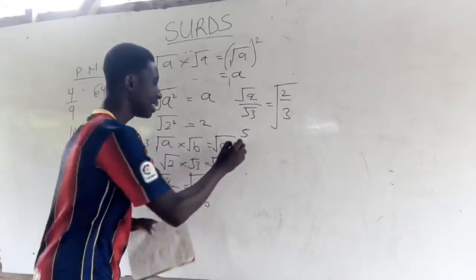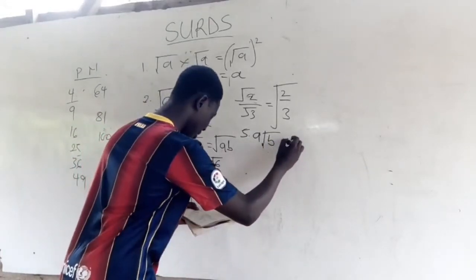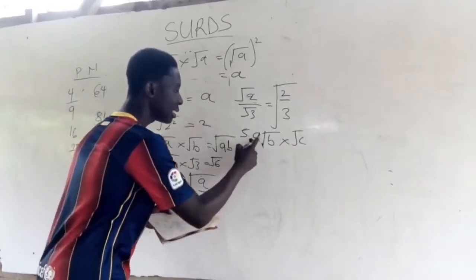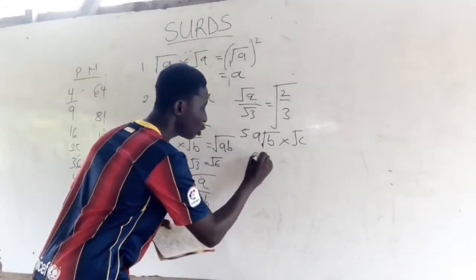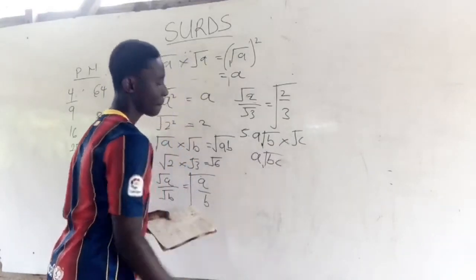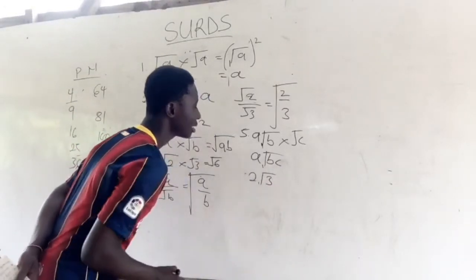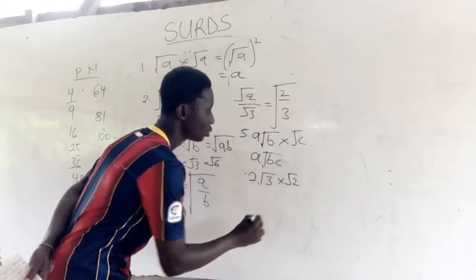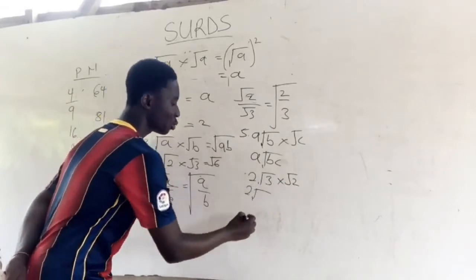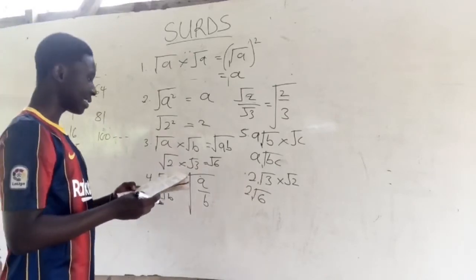If we are having a root b multiplying root c, then we are going to get this a is going to be there, and then what is in the bracket will multiply themselves, root bc. So for instance, when we have 2 root 3 multiplying root 2, we are going to get 2 will be there, then 3 multiply 2, which is 6. So let's move on to the sixth one.